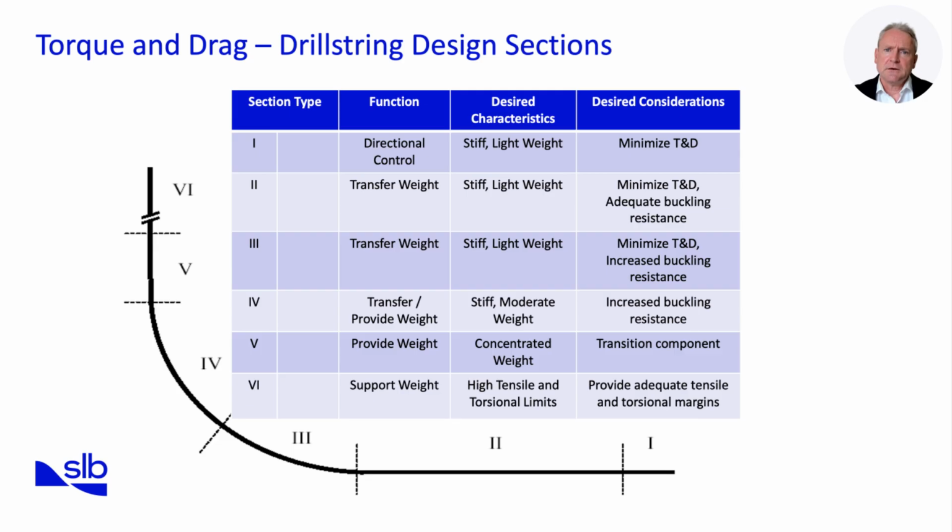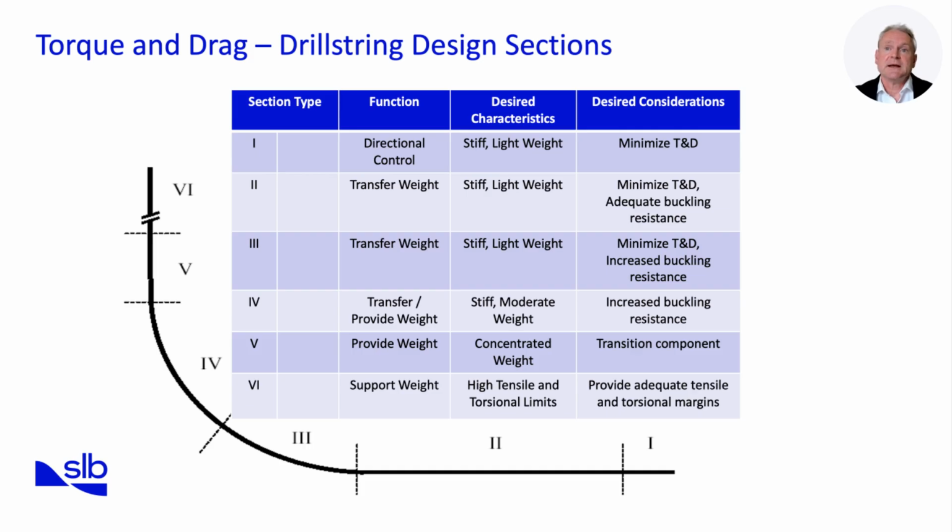Section 1. Toe of the well. This is where the final reservoir target is achieved. The drill string here must provide precise directional control while minimizing torque and drag. Section 2. Horizontal section. This section requires efficient weight transfer to the bit in a high-friction environment. The string here must be stiff yet lightweight to reduce buckling and drag while maximizing hole cleaning.